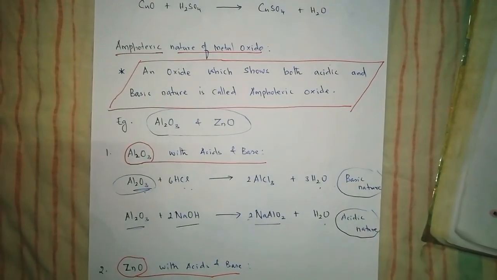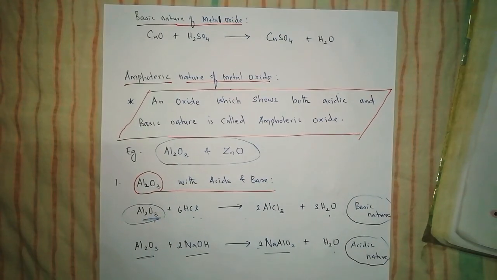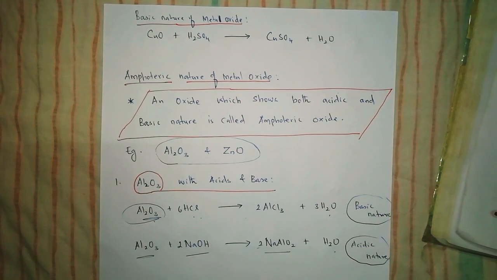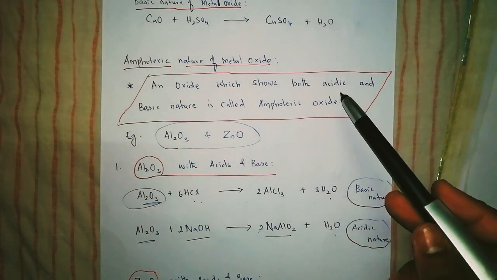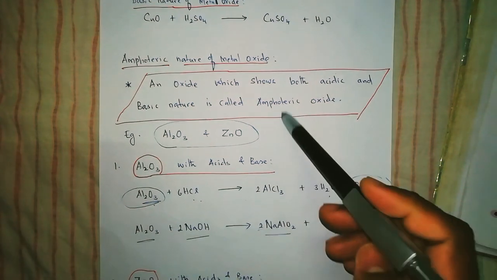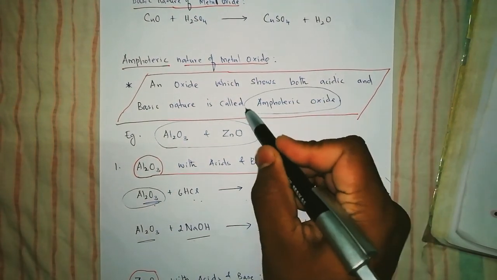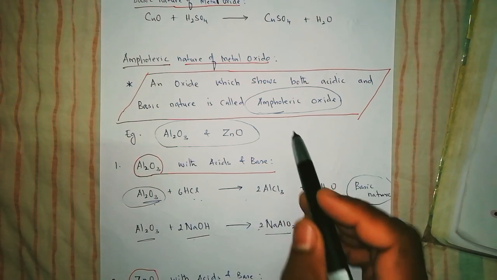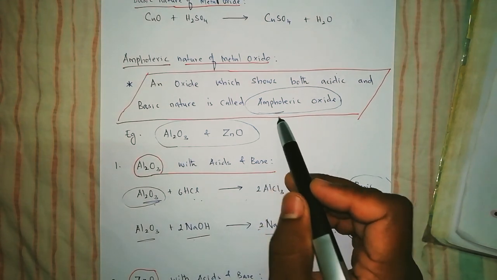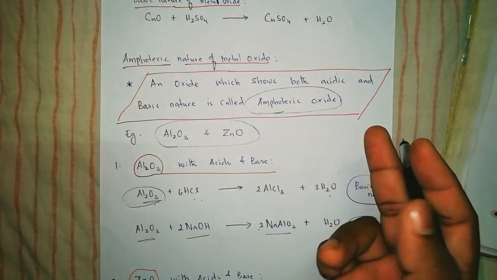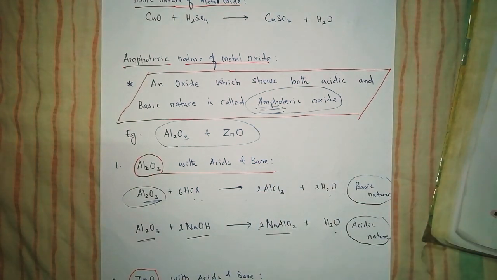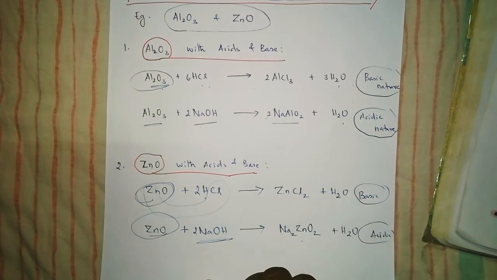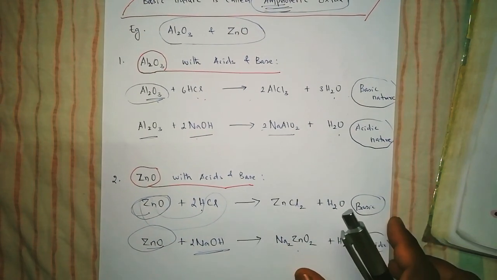And then we learned the basic nature of metallic oxides, and some metallic oxides show both acidic as well as basic natures. That is what we learned as amphoteric oxides. Okay, amphoteric, it means they have both, right, acidic as well as basic natures, and that is what we learned here. Clear, students?